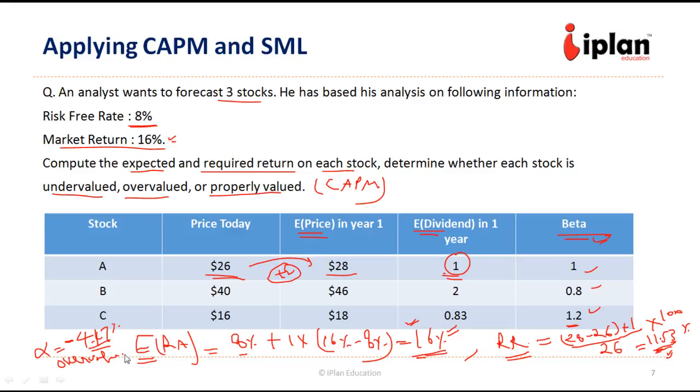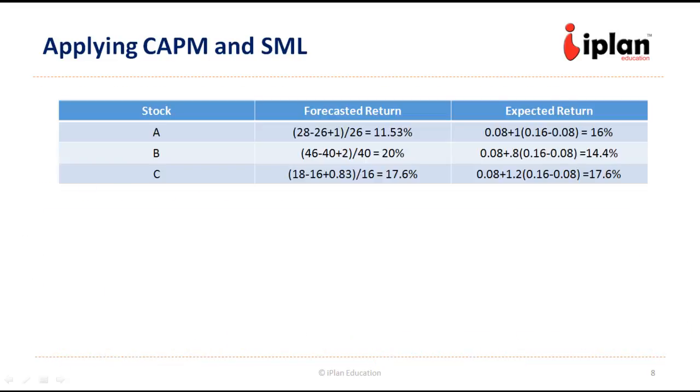Similarly, we calculate for stock B and stock C. So we have already calculated for stock A. 28 minus 26 plus 1, which is the dividend, divided by 26 is 11.53%, which is the forecasted rate. The expected return based on CAPM, we got 16%. So this is clearly overvalued. Alpha is negative, so we should sell the stock.